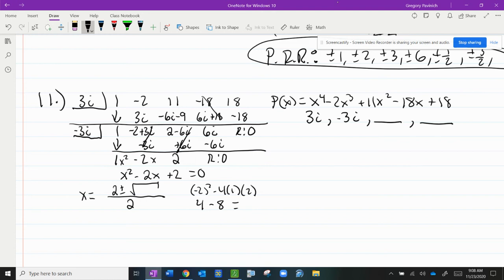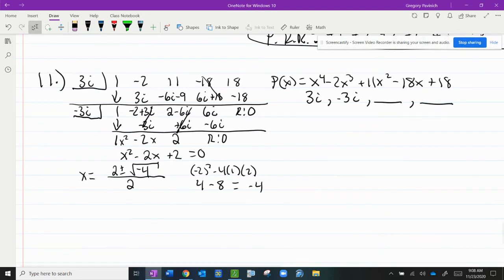Nope. Get negative 4. At least that's a little nicer. And I get x equal to plus or minus 2i divided by 2. I get 1 plus i. There's my 2 imaginary roots. Remember, always coming in conjugate pairs. That's such a good example of that. Always coming in conjugate pairs.